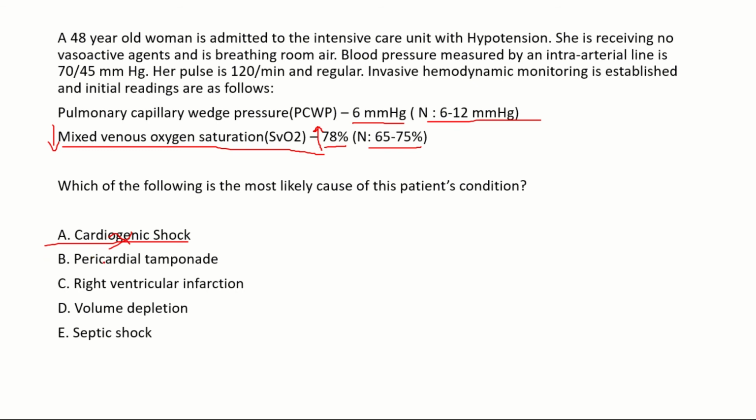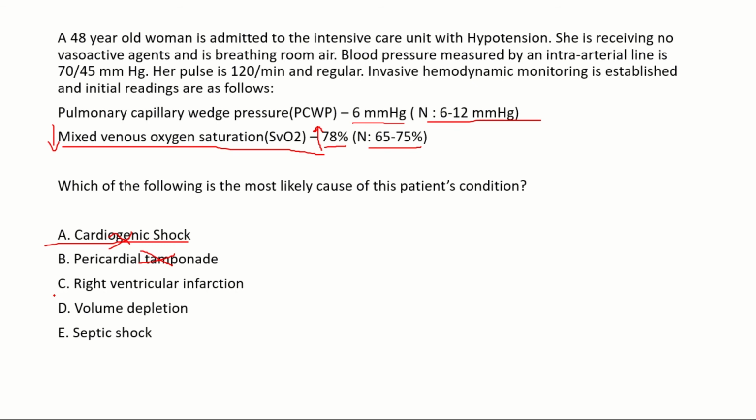And next, moving on to the pericardial tamponade. In the pericardial tamponade, there are fluids that are surrounding the heart in the pericardial space, okay? And those fluids are going to exert pressure on the heart, which means the pressure inside the heart is going to increase. And also, due to less ventricular filling, the cardiac output is going to go down, and hence the mixed venous oxygen saturation is also going to go down, but that's not the case here. So pericardial tamponade is also incorrect.